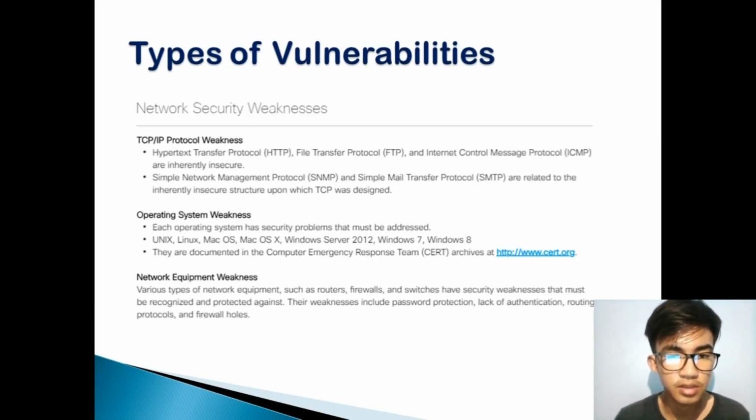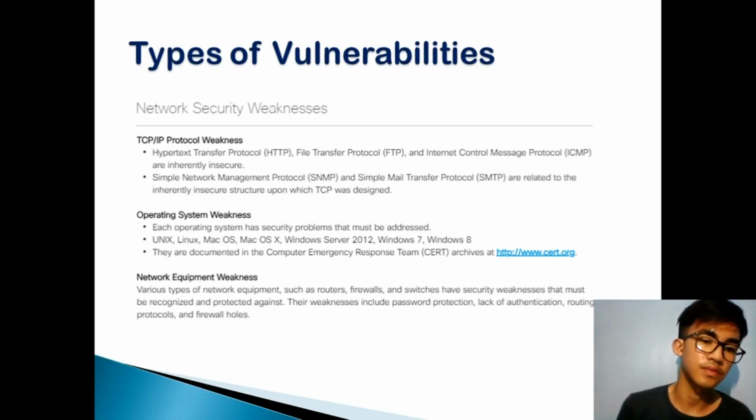Each operating system has security problems that must be addressed. So, Unix, Linux, Mac OS X, Windows Server 2012, Windows 7, Windows 8, they are documented in the Computer Emergency Response Team, CERT. So, network equipment weakness.